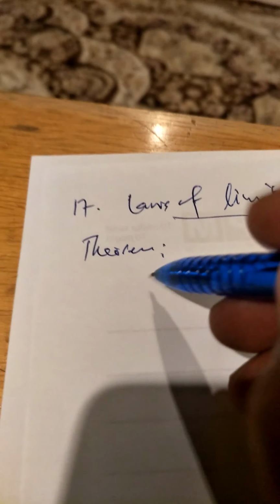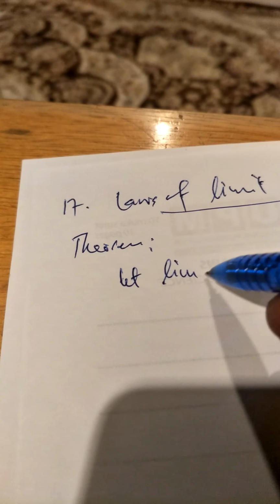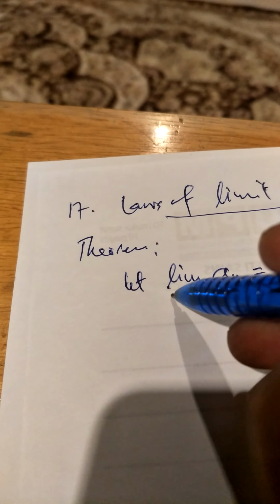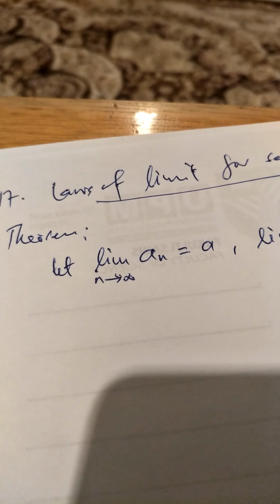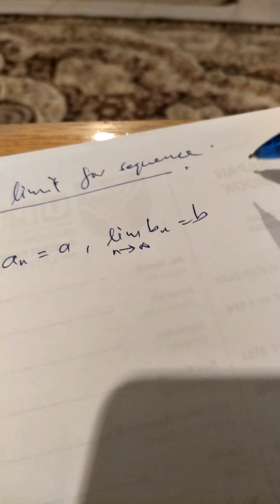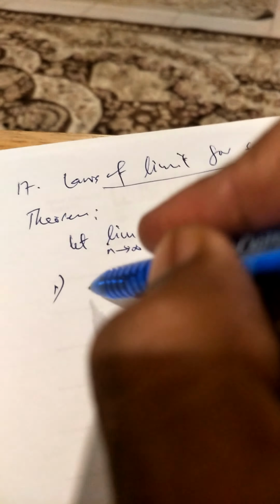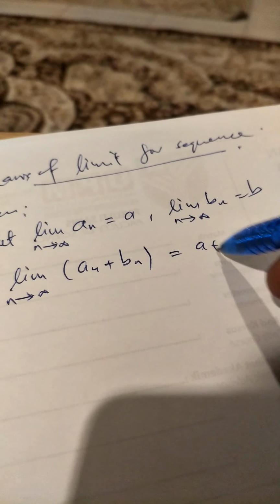So we have a theorem which says that, let's say the limit of an equal to a, where n goes to infinity, and the limit of bn equal to b for n goes to infinity. Then we have number 1, limit of n goes to infinity of an plus bn, this is equal to a plus b.